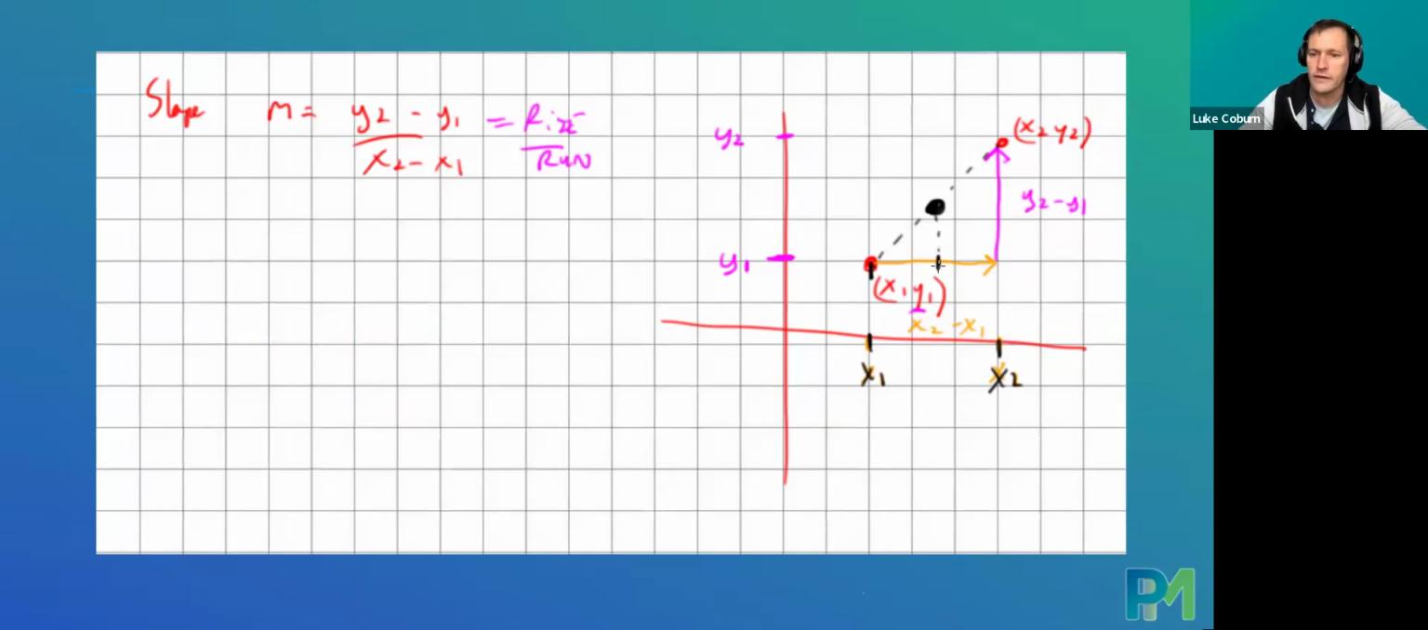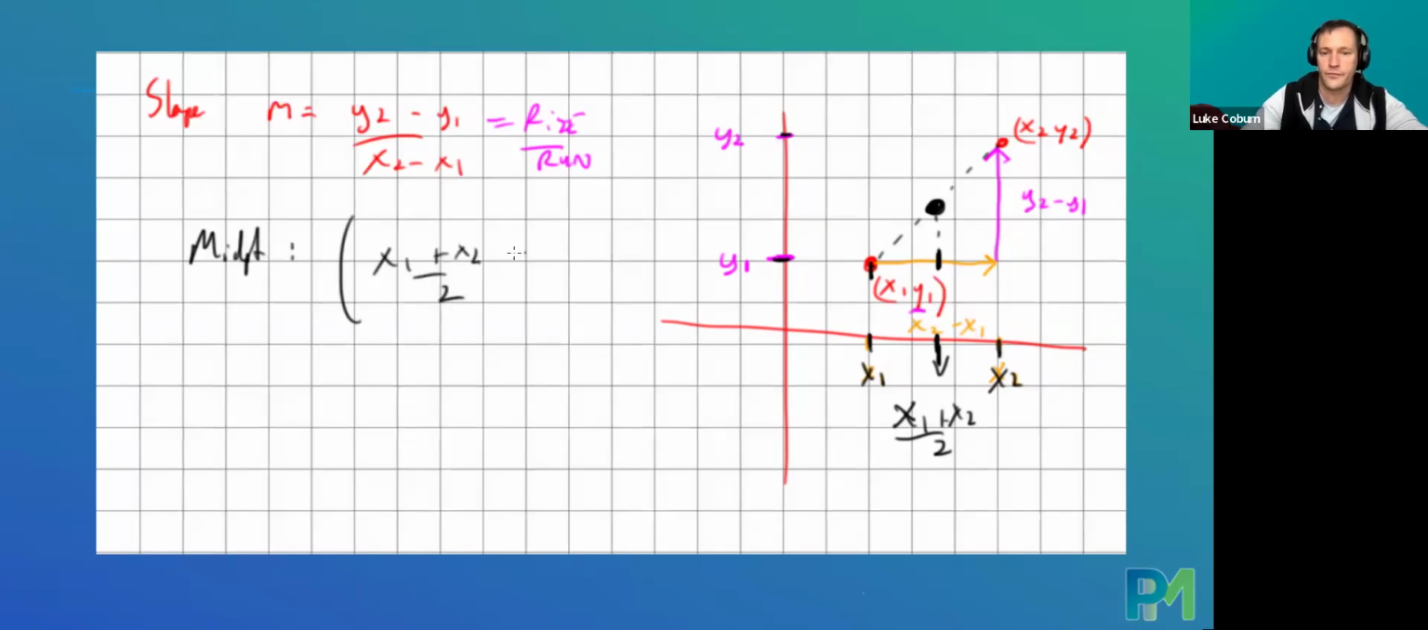Well, it turns out the midpoint also happens to be in the middle here. So how do I get the middle? Well, I just take the average of those two. I just add them up and divide by the number of numbers. And then that's the same over here. So the midpoint is x1 plus x2 over 2, y1 plus y2 over 2.